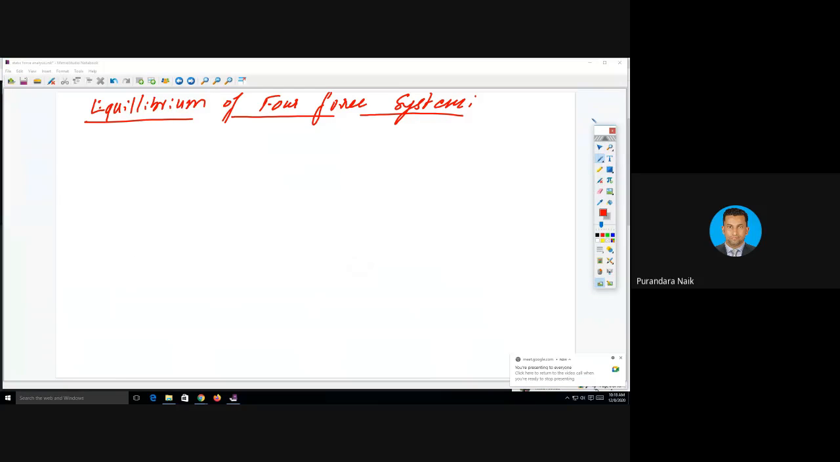Concept is equilibrium of four-force system. Last class we discussed the three-force system, or a member with three forces. In the previous class we discussed two-force members and the definition of static equilibrium, right? Okay. This class we are going to discuss the equilibrium of a four-force member. Move on to the problems.